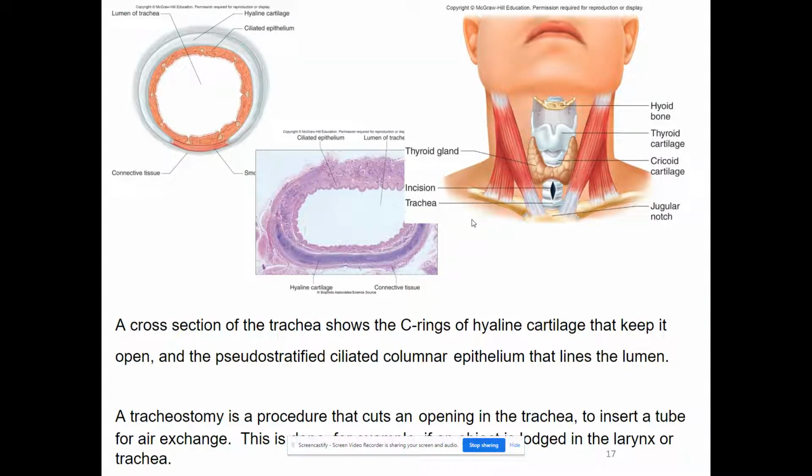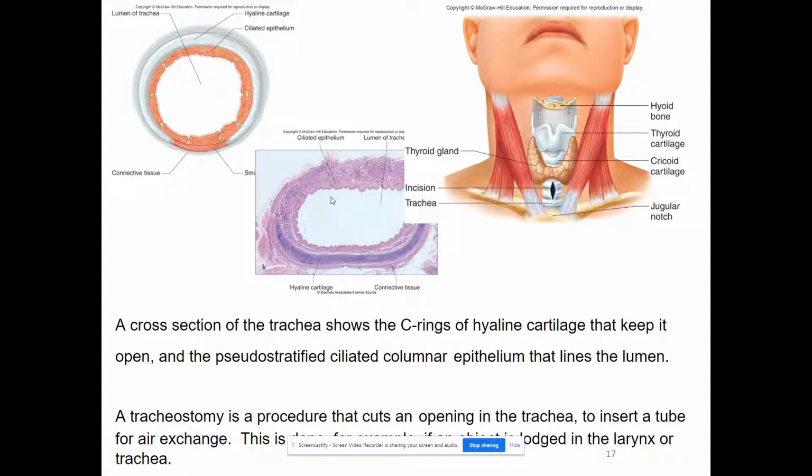We can take a look at a cross section of the trachea. We can see these C rings, the hard cartilage, and then you can see back here where it's a little bit more flexible. It's made up of pseudostratified ciliated columnar epithelium. Whew, that's a lot to say. That lines the lumen. These are cells that line the inside of the trachea.